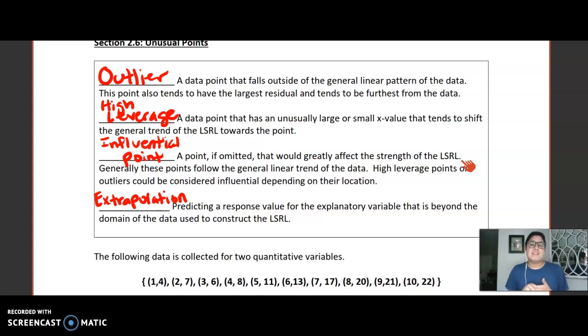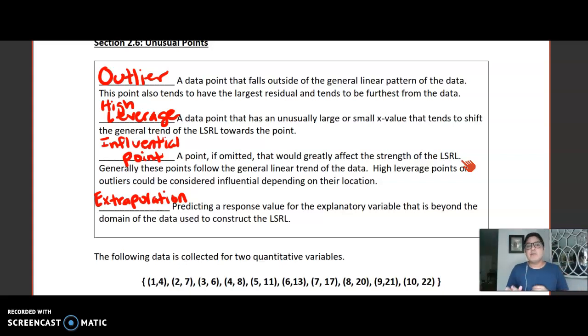Now the first one is an outlier, and this is a data point that falls outside of the general linear pattern of the data. This point also tends to have the largest residual and tends to be the furthest from the data. So that's just going to be like an unusually high output or unusually low output when compared to all the data. So if this is like my straight line, it's going to fall down here or somewhere up here, but it's just outside of that pattern.